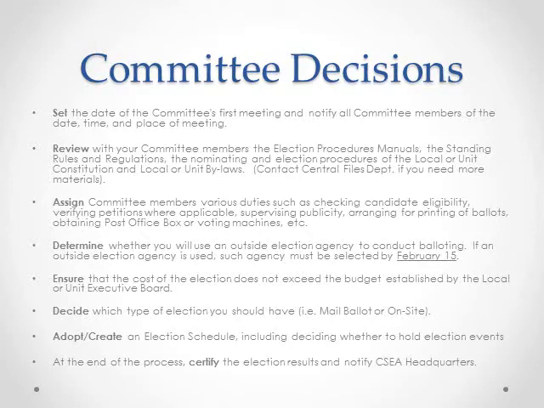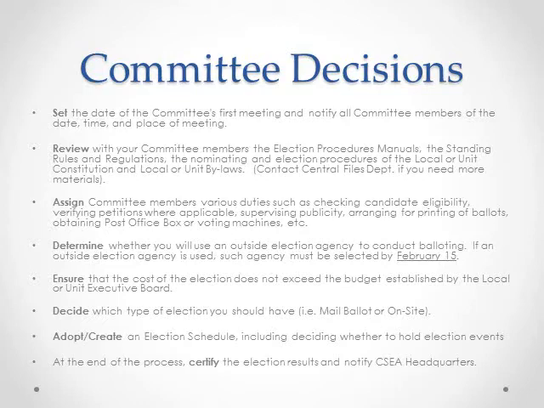This is something that you should consider early in the process because if you would like to use an outside election agency, you need to make sure that it's within the budget that may have been set by your local or unit executive board, and the agency is required to be selected no later than February 15th. The committee should also ensure that the cost of the election doesn't exceed the budget established by the local or unit executive board.